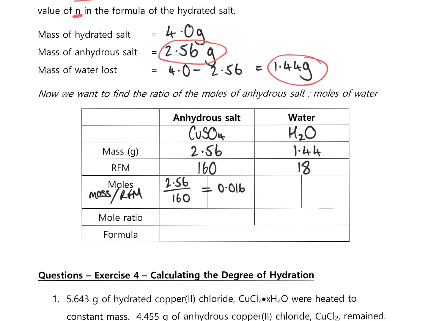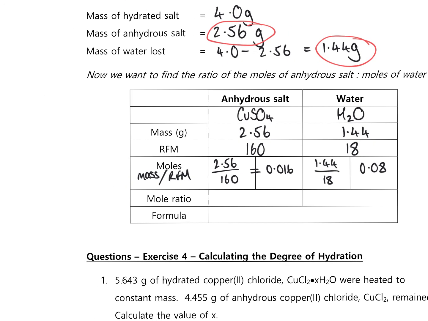For water then, that's 1.44 grams divided by 18. And that is 0.08 moles. How do we work out the mole ratio? We always divide by the smallest number of moles. That in this case is copper sulfate, so divided by 0.016. Divide both of those numbers by that. So that's going to give us 1 for our anhydrous salt, and then for water, that gives us 5.